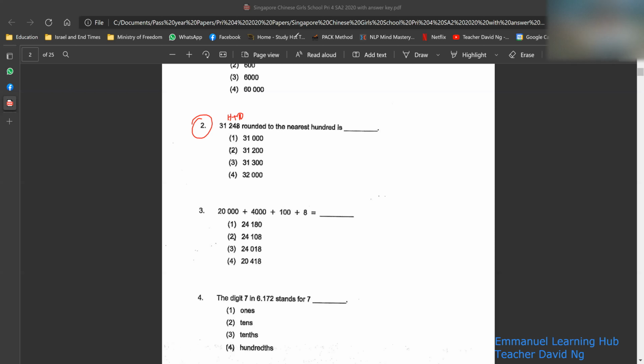No. Number 8 is the ones place. Nearest 100, the hundreds place. Because, let's say 99, rounded off to the nearest 100 is? Very good, it rounds off to 100. What makes you conclude you round off to 100?